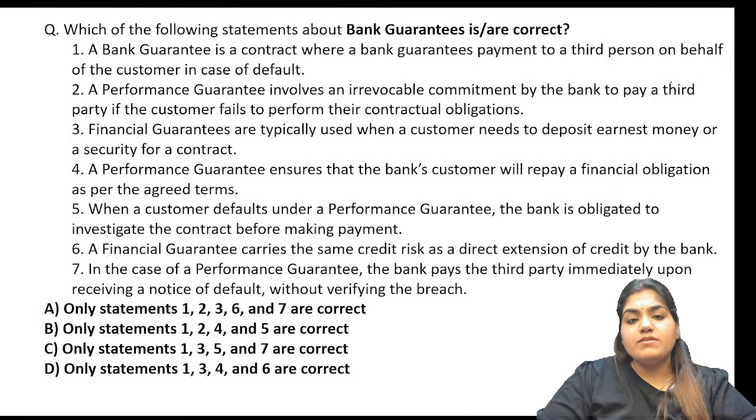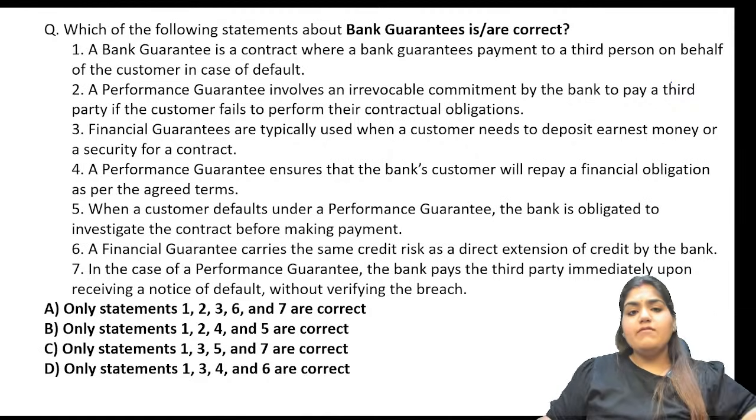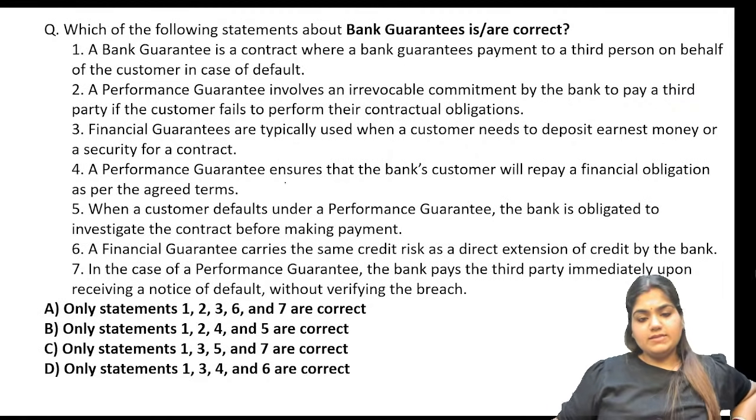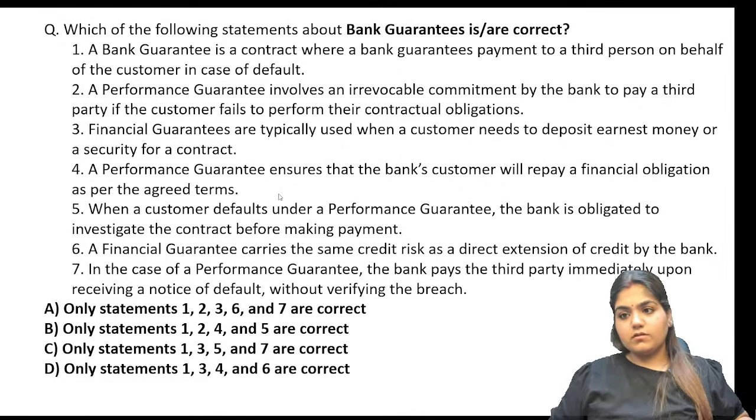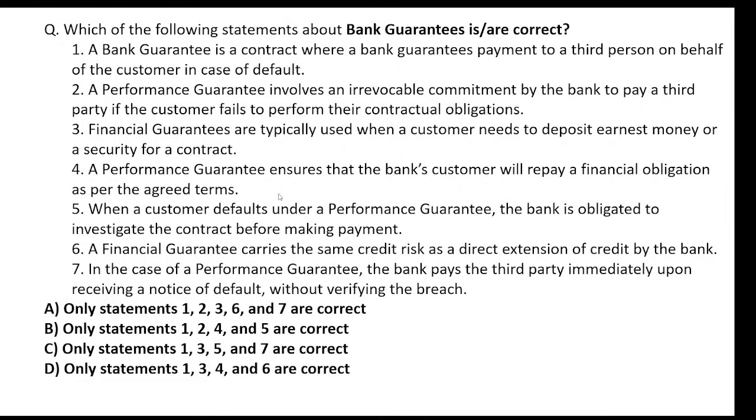Which of the following statements regarding bank guarantee are correct? That it is given under section 126, 128? Yes, it is. The bank guarantee is a contract where the bank guarantees payment to a third party on behalf of the customer in case of default. Yes. Statement number 2 is correct. Statement number 3 is also correct. Statement number 4 is not correct.